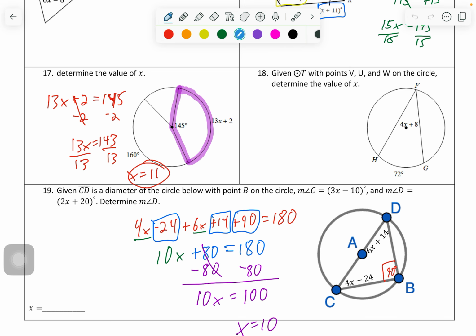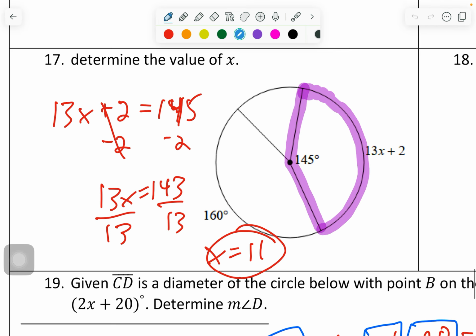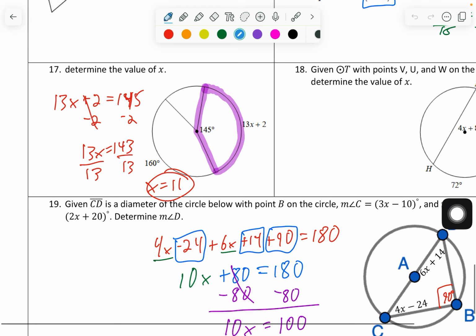And then on the back side of the test, this number 17 was like number 7. I gave you the central angle, I gave you the arc. All you have to do is put them equal to each other. There's no adding 180, there's no multiplying by 2 or dividing by 2. Just set them equal to each other, okay? And then you solve and get 11 for this one.